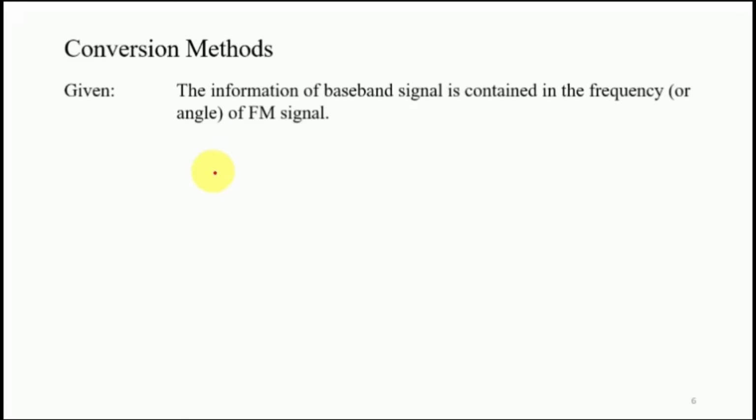So in the conversion methods, what we know for sure is that the information of the baseband signal, that is the message signal, is contained in the frequency of the FM signal. So by that what we mean is that the message signal or the information is contained inside the frequency or generally the phase of a frequency modulated signal. So this information we are given.